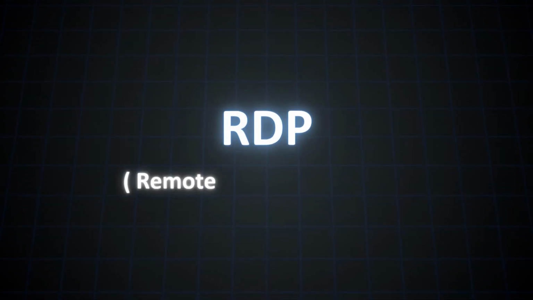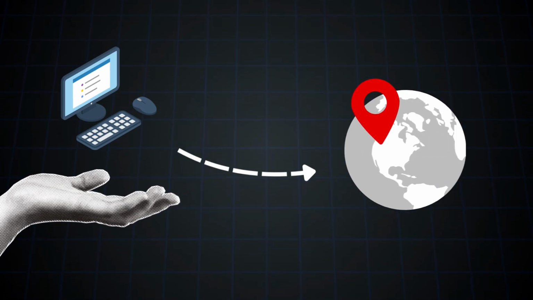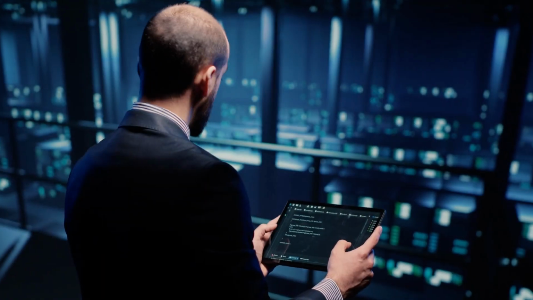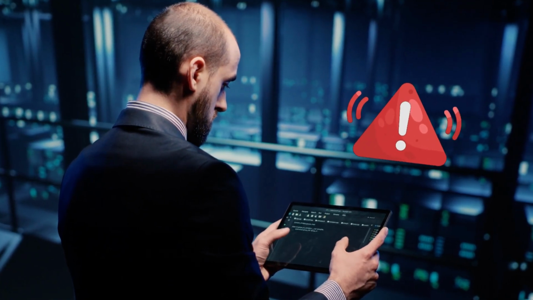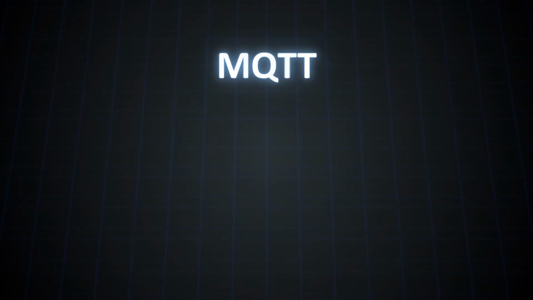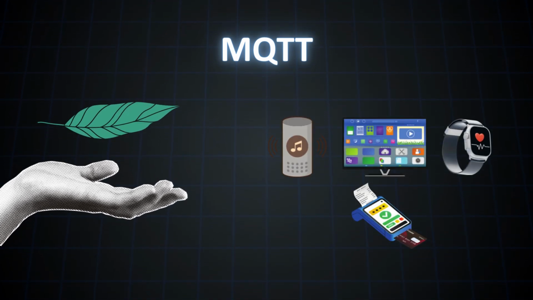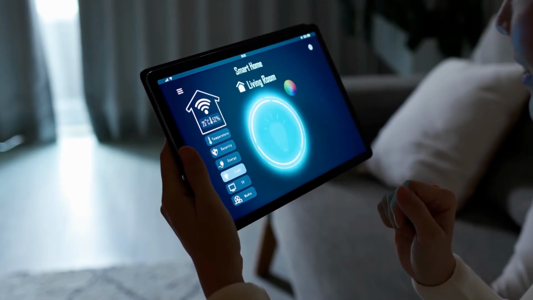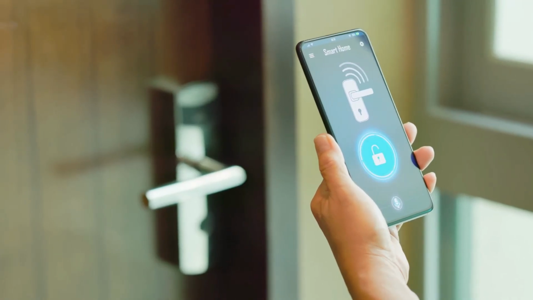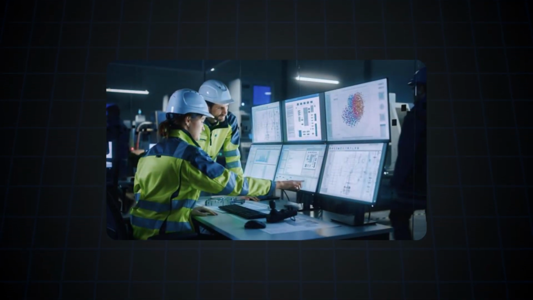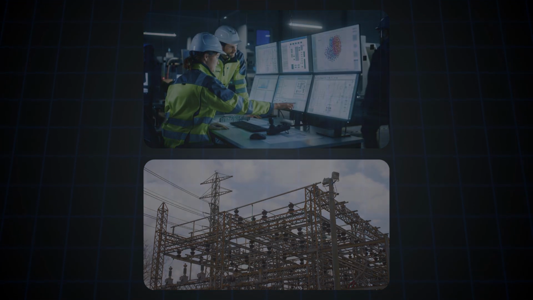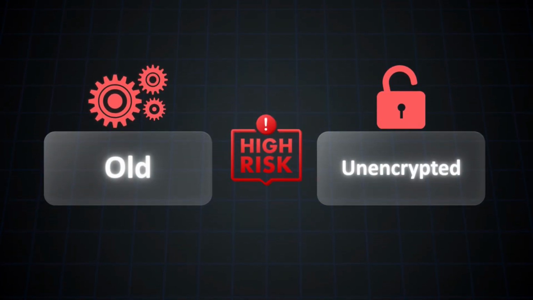RDP, Remote Desktop Protocol. It lets you control a computer from another location, as if you were sitting in front of it. Great for IT support, but dangerous if left exposed online. MQTT. It's a lightweight protocol for IoT devices, letting them send small messages efficiently. It's popular in smart homes, but often lacks strong security. Modbus. It's used in industrial systems like factories and power grids. Because it's old and unencrypted, it's a major security risk if left exposed.